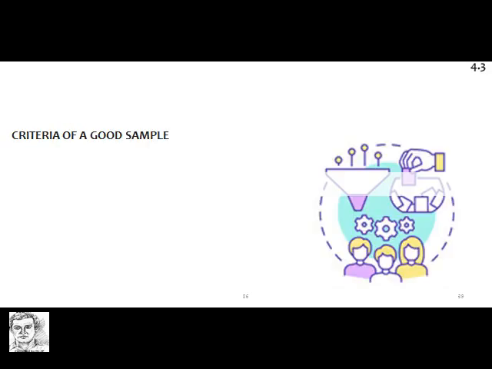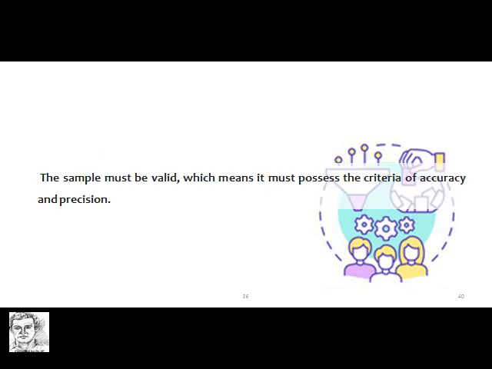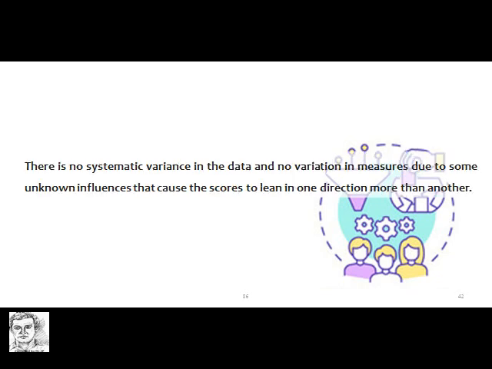Criteria of a good sample. A good sample is judged by how well it represents the characteristics of the population. The sample must be valid, which means it must possess the criteria of accuracy and precision. Accuracy means the degree to which bias is absent from the sample. There is no systematic variance in the data and no variation in measures due to some unknown influences that cause the scores to lean in one direction more than another.